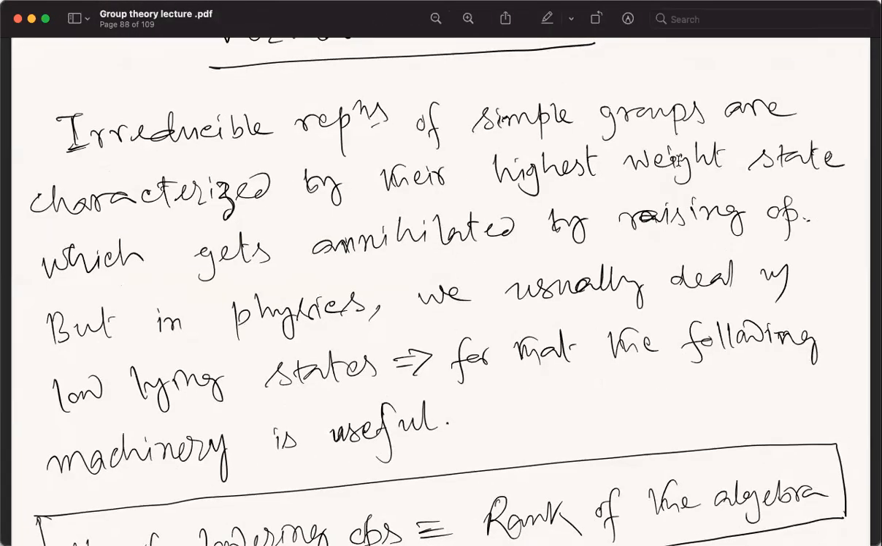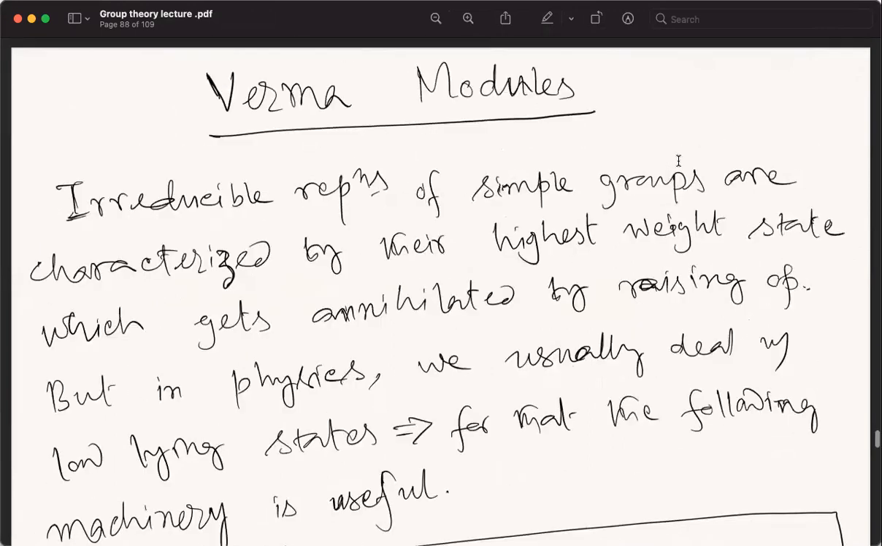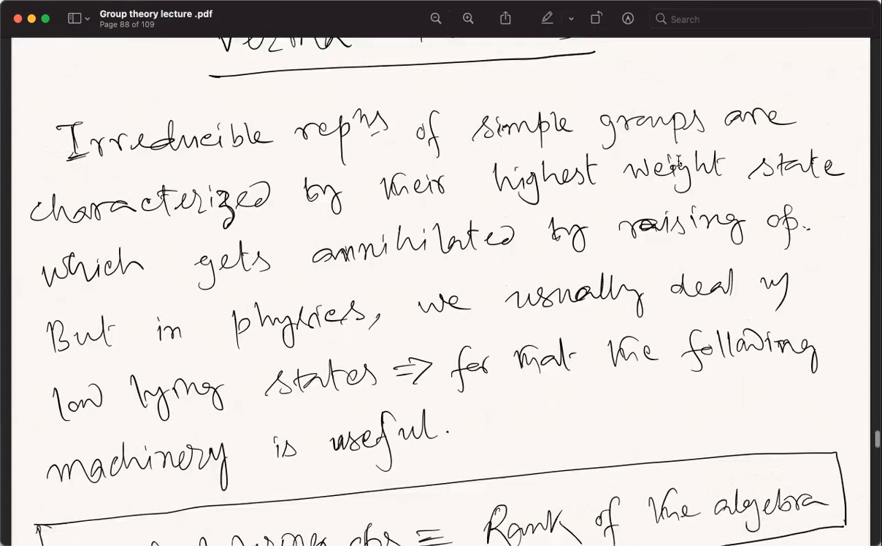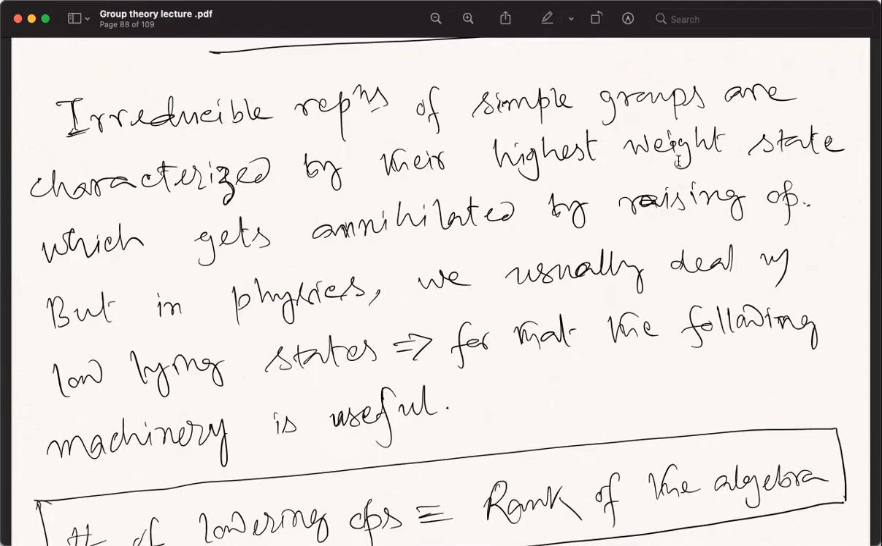Well, so today we'll discuss the Verma modules. This is a slightly advanced topic. The irreducible representations of simple groups are characterized by their highest order state. And you know the highest order state gets annihilated by the raising operator.